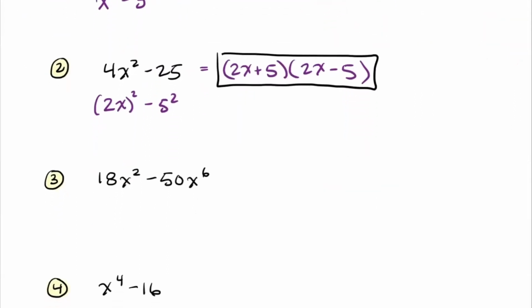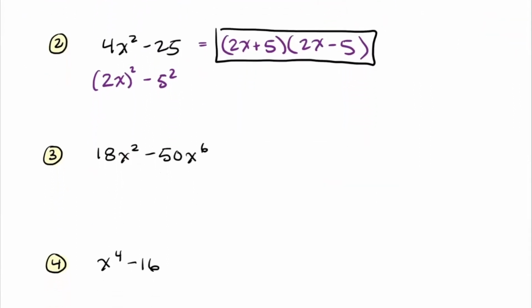Right, number 3, we have 18x squared minus 50x to the 6th. Now these don't look like perfect squares, right? 18, 50, neither of those are in our list of perfect squares. So this is the first example where we're going to make sure that we look for a GCF, which I haven't been mentioning throughout, but we do want to do that first. So always GCF. 18, 50, biggest number that goes into both of those. I don't know, they're at least even.